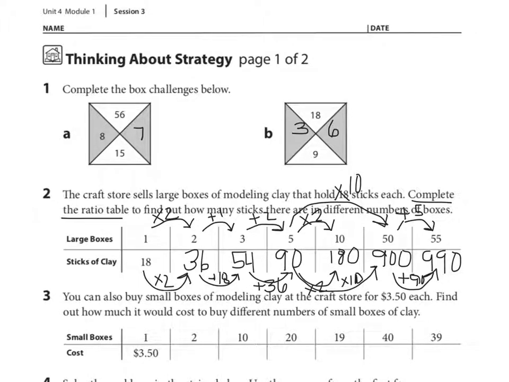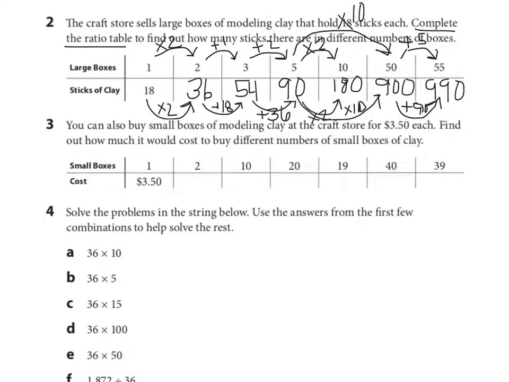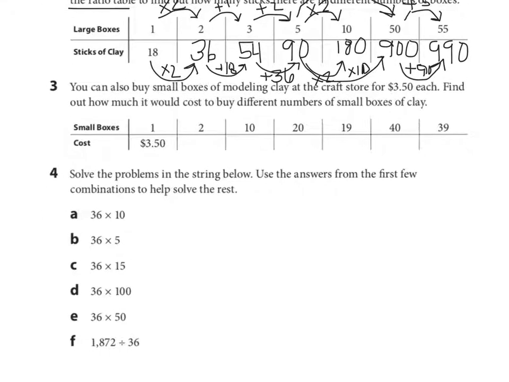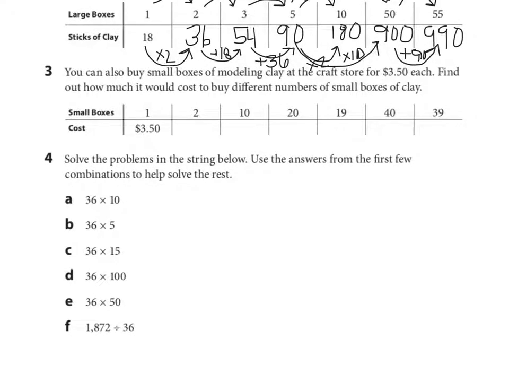Number 3. You can also buy small boxes of modeling clay at the craft store for $3.50 each. Find out how much it would cost to buy different numbers of small boxes of clay. So again, we're completing the ratio table to find the cost of these different numbers. So when we come to 2, we're doubling or multiplying by 2, so $3.50 doubled is $7.